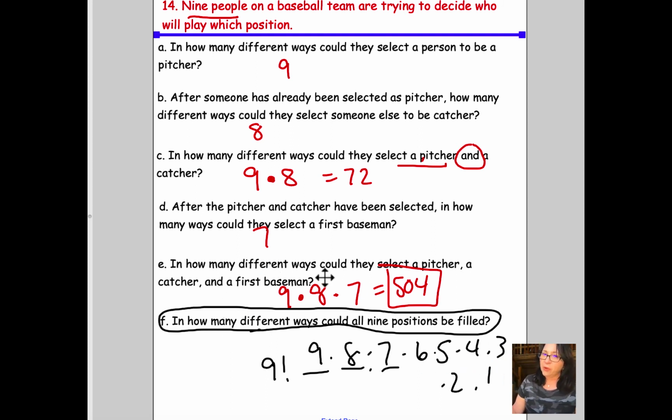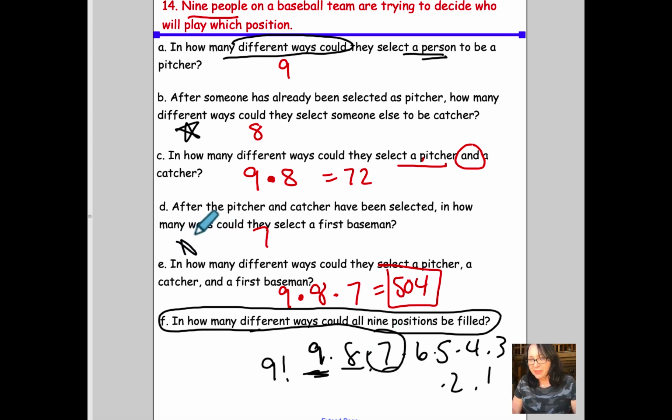So be careful the way that the question is worded. If you just want to know how many different ways I could select a person out of 9, there's just 9 people to choose from. But if I want to know how many different ways can I select for every single position to be filled, I've got 9 options the first time, which is what they asked me in the first question. But the second time, I now have 8, which is what they asked me here. The third option, I only have 7, which is what they asked me here.